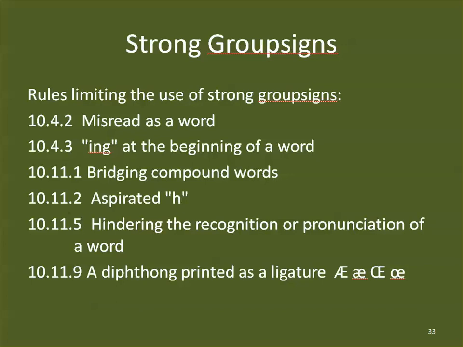So as promised, here are the rules that limit the use of strong group signs. If it's misread as a word, we're not going to use the contraction. The ING contraction cannot be used at the beginning of a word. We'll talk about bridging compound words in a bit. And aspirated H, meaning the H that you hear when you pronounce it. If it would seriously distort the recognition or pronunciation of a word, then we're not going to use it.